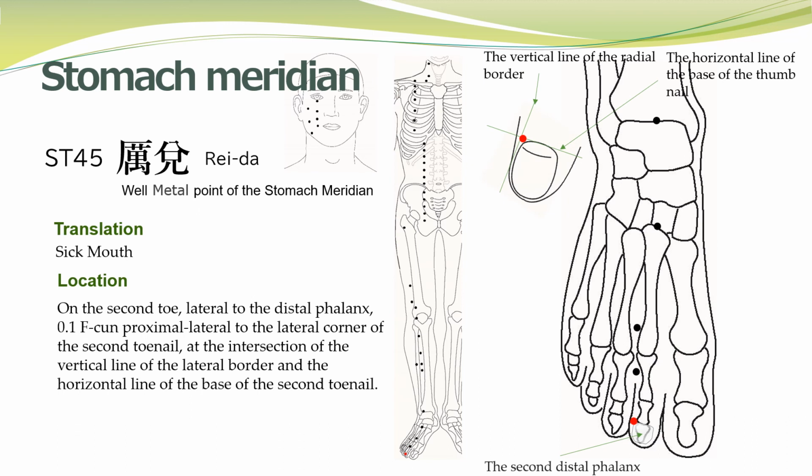ST45. Sick mouth. On the second toe, lateral to the distal phalanx, 0.1 fcun proximal lateral to the lateral corner of the second toenail, at the intersection of the vertical line of the lateral border and the horizontal line of the base of the second toenail.